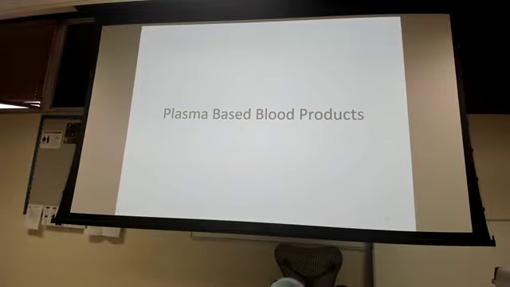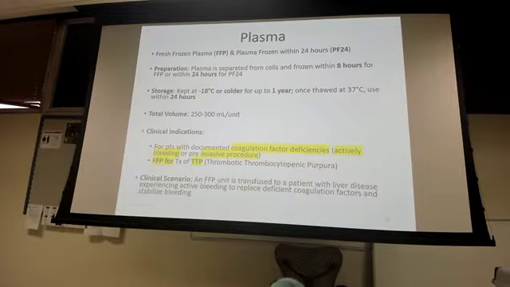All right, so let's move on to plasma-based products. Plasma, fresh frozen plasma. Plasma is separated from the cells, and then it's frozen within 8 hours for FFP or within 24 hours for PF24. The plasma is kept at negative 18 degrees Celsius or colder and can be kept for up to a year. But once it's thawed at 37 degrees Celsius, it's only good for 24 hours.